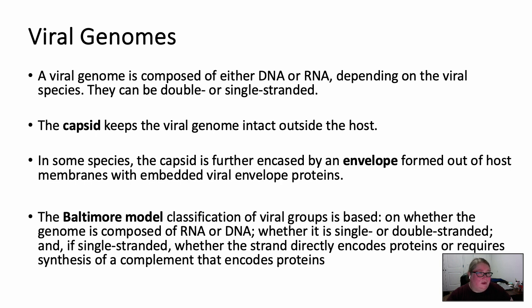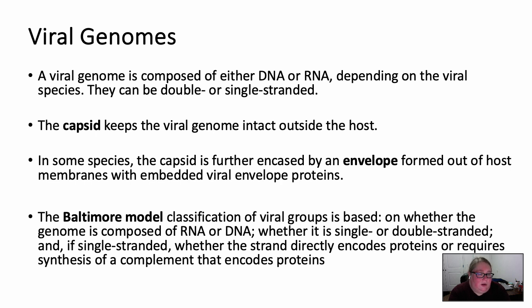But we can also have double-stranded RNA, which makes sense, right? Because if we can have double-stranded DNA and it's complementary, it makes sense that we could have double-stranded RNA. Now, we don't see that as much as we see single-stranded or double-stranded DNA, but it's still out there. There's still these viral genomes that have it. Okay, so the capsid, that protein jacket, is going to protect the viral genome and keep it intact.